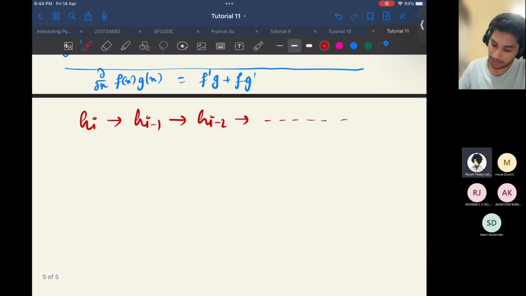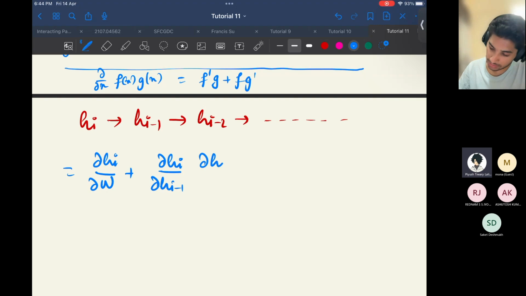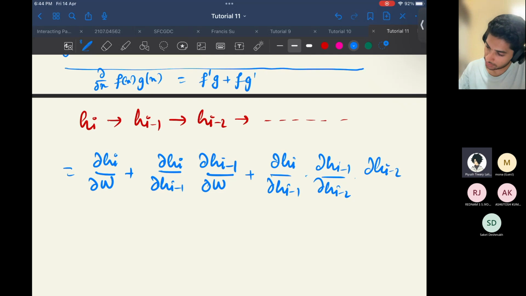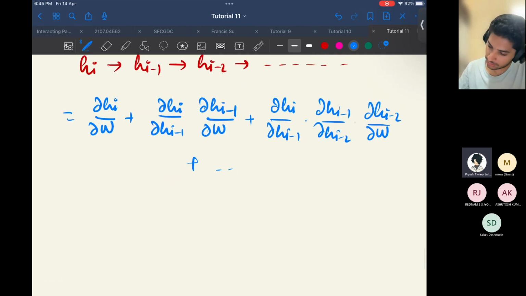So I think the general formula looks something like this. Del h_i by del w plus you have to do del h_i by del h_{i-1}, and then del h_{i-1} by del w plus del h_{i-1} by del h_{i-2}. Okay, I think I missed one part. So this will become del h_i by del h_{i-1} times del h_{i-1} by del h_{i-2}, and then you have to do del h_{i-2} with respect to del w. Similarly, this thing will go on.